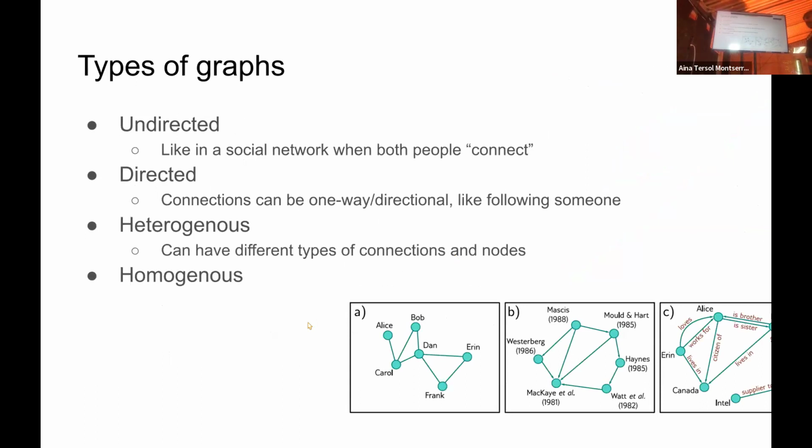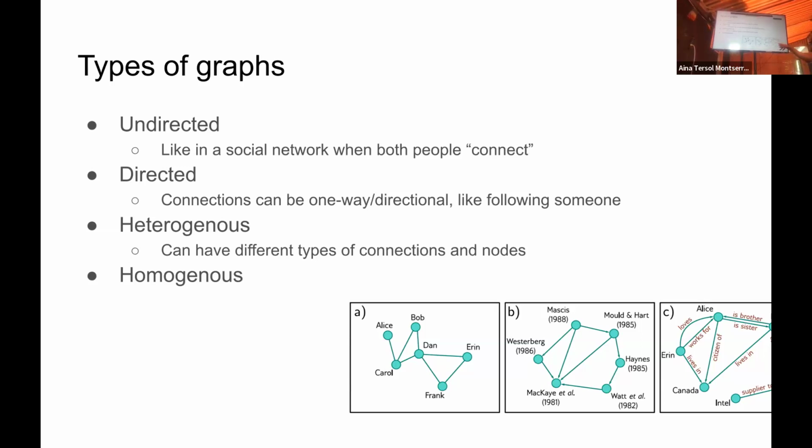So there are various different kinds of graphs. You can have an undirected graph. That's like when you connect with someone on a social network. You connect both ways. One person is connected to the other, and there's no directionality to it. Or you can have a directed graph. It's like following someone on Twitter, where I'm following you, but you're not necessarily following me. So there's a directionality to it. And you can have heterogeneous graphs, where you have various different kinds of nodes, edges, and relationships.